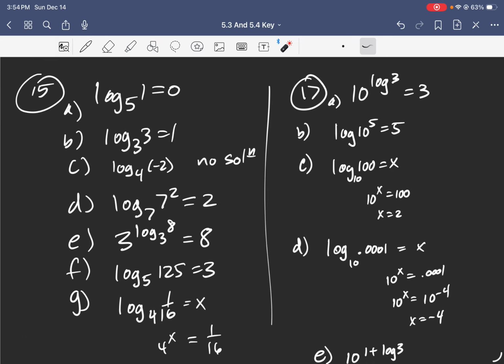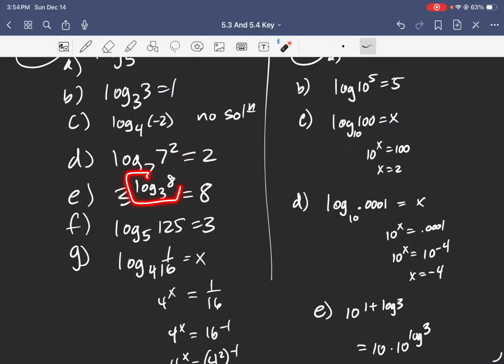Looking at 15, these are knowing your log properties. All of these would be without the calculator if I gave it to you. So this would be log base 5 of 1. That's got to be 0 because 5 to the 0 is 1. Log base 3 of 3 is 1 because 3 to the 1 is 3. Log base 4 of nothing gets you negative 2. There's no solution. There's no way to multiply 4 by itself and eventually get negative 2. 7 to the what gives you 7 squared? Well, that would be 2.